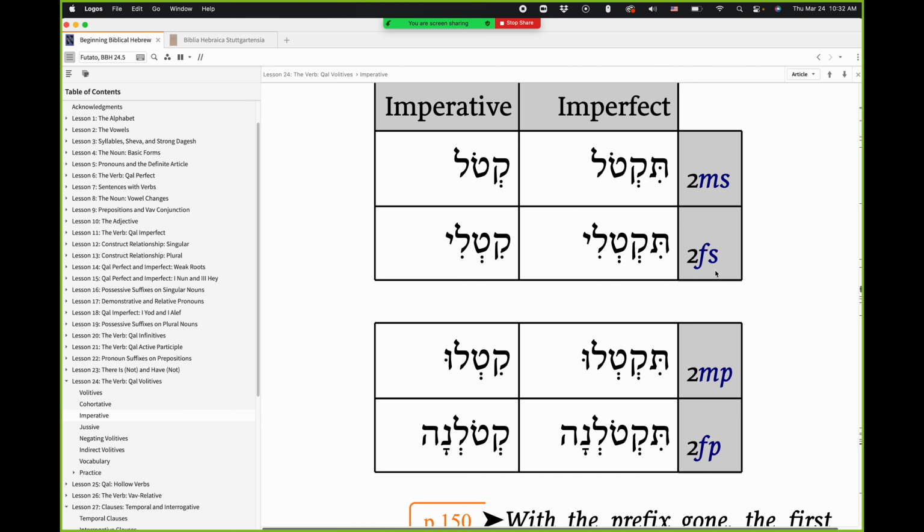So it's only these middle two, the 2fs and the 2mp forms, that will have the hiric prefix in them versus the shavah prefix. And again, you're like, but it would be so much easier if it just began with that shavah, so I would know that it's an imperfect with the prefix removed. But again, it has to play by the rules. Hebrew cannot begin a word with two consecutive shavahs. So it has to shift into a short vowel, and that's what happens. But down here, the 2fp and the 2ms, those forms do begin with the shavah in the imperative. Does that make sense? Yeah, that's really helpful, thinking through that.